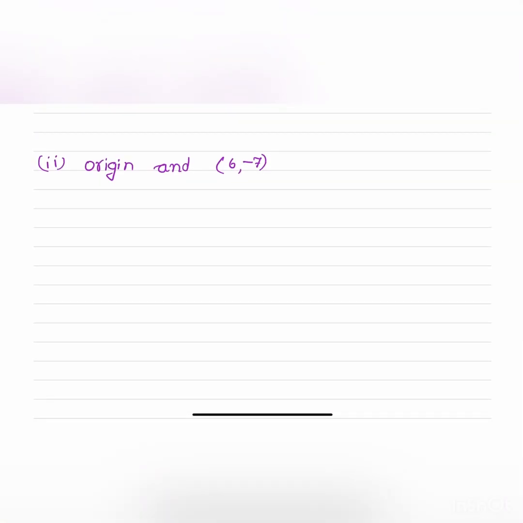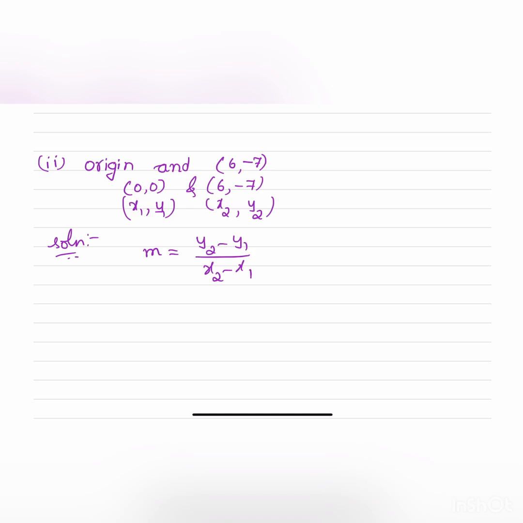It is origin and (6, minus 7). So origin is (0, 0) and (6, minus 7). So this is x1, y1. This is x2, y2. Okay, let us take the formula. Slope will be equal to y2 minus y1 divided by x2 minus x1. Now y2 is minus 7, y1 is 0, divided by x2 is 6 minus 0. So that will be equal to minus 7 by 6. So slope is minus 7 by 6.